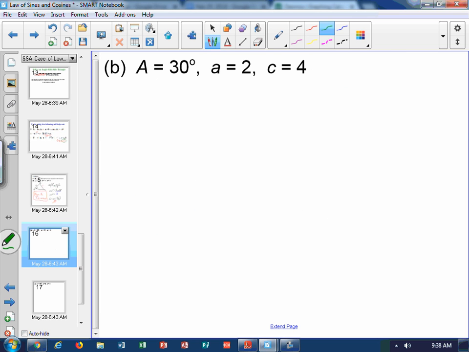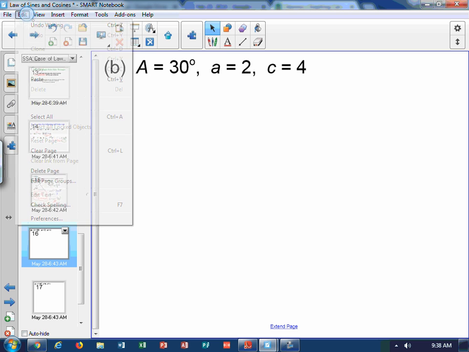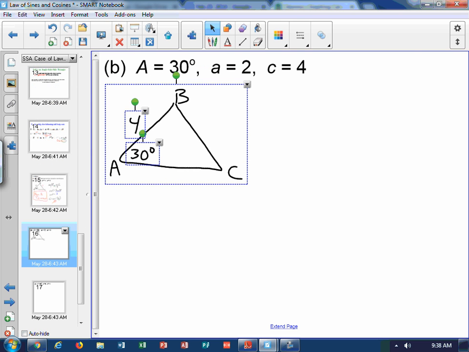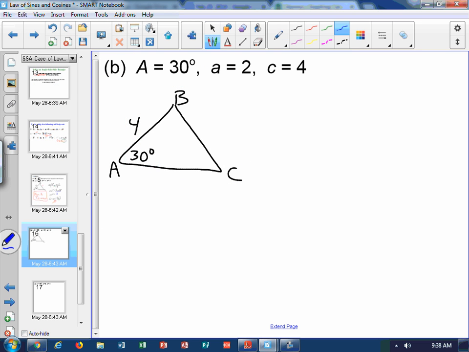So now let's take a look at part B, where the only difference is now side A has a length of 2. So I'm just going to paste my sketch, and now side A has a length of 2. So we're going to set this up very similar to how we did before. The sine of 30 degrees over 2 equals the sine of C over 4.